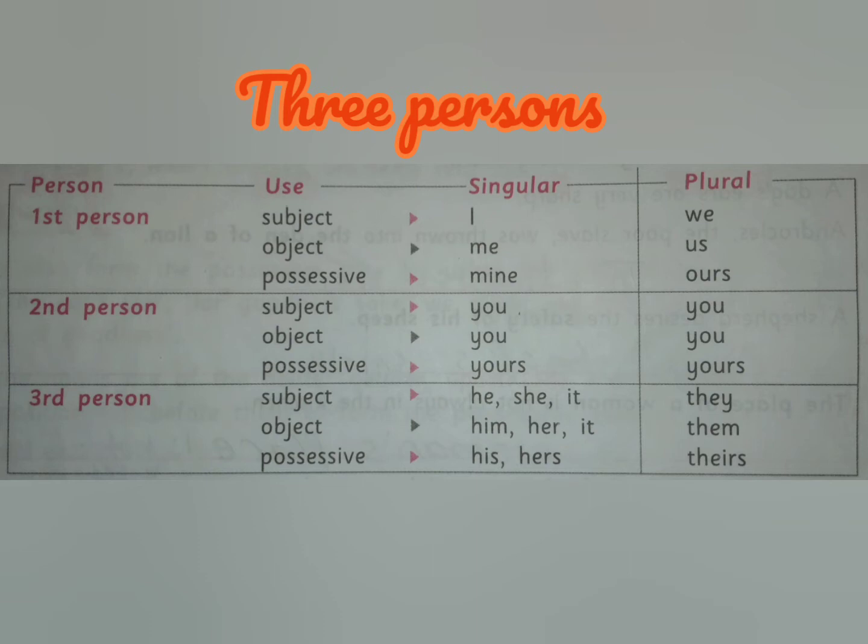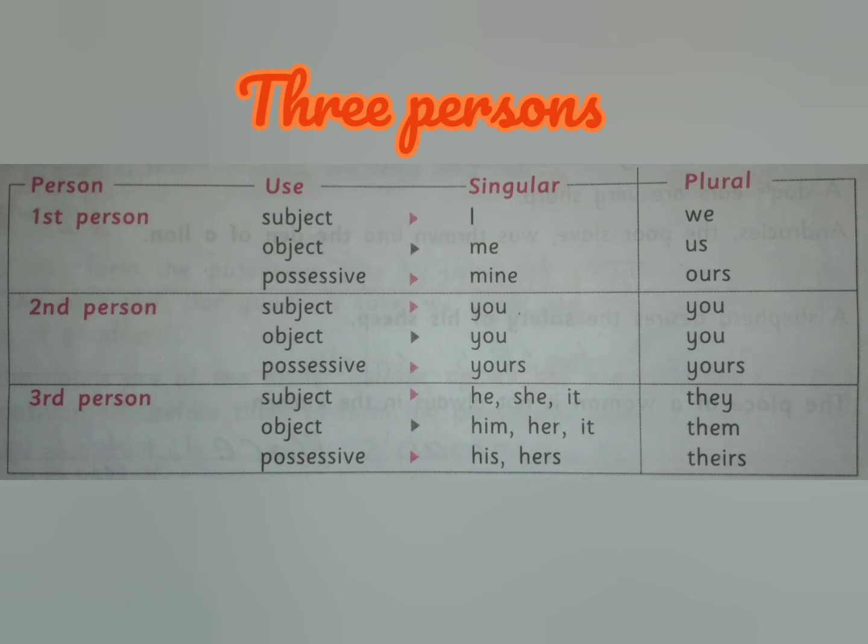Persons, first person. We use it in the subjective case, objective case, and possessive case. In the subjective case, the first person singular is I and the plural is we. In the objective case, the first person singular is me and the plural is us. And in the possessive case, the first person singular is mine and the plural is ours.